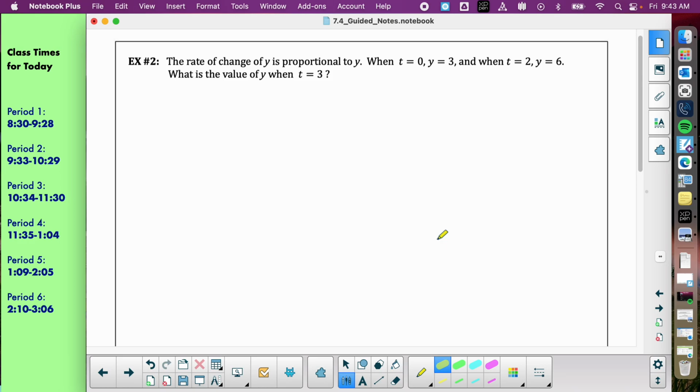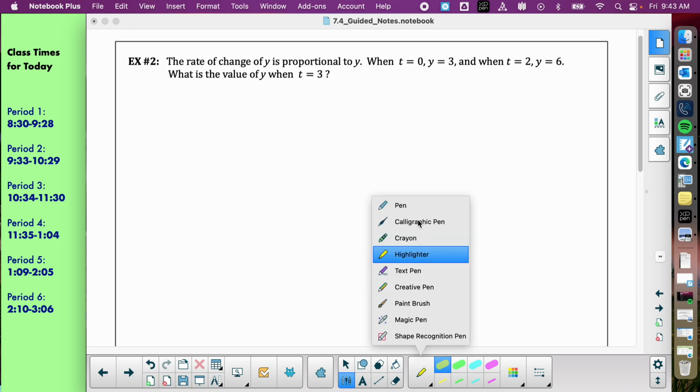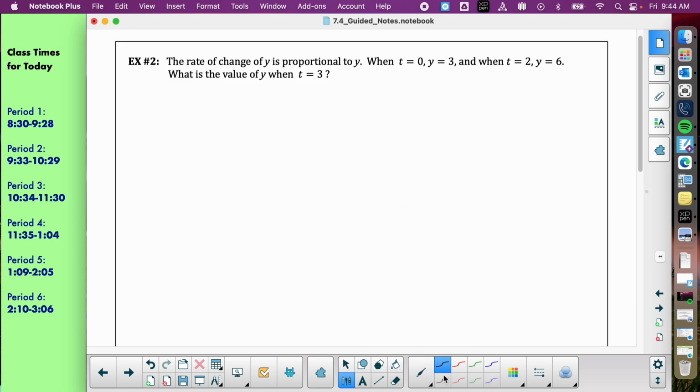Okay, let's start with example 2. It says the rate of change of y is proportional to y. As soon as I see this statement, I immediately know that I can write down the general solution. I guess I shouldn't call it generic because that's what general means. So y equals c e to the kt.